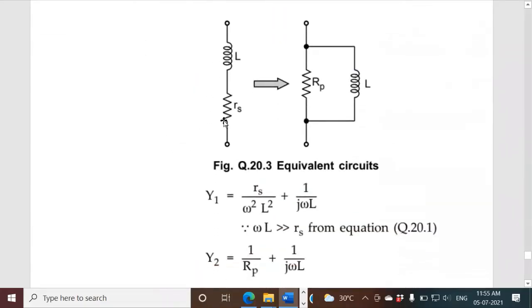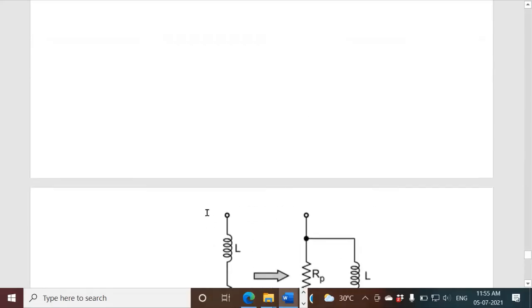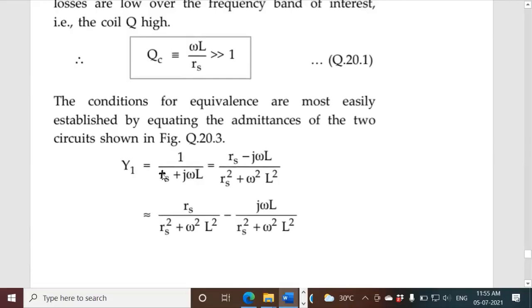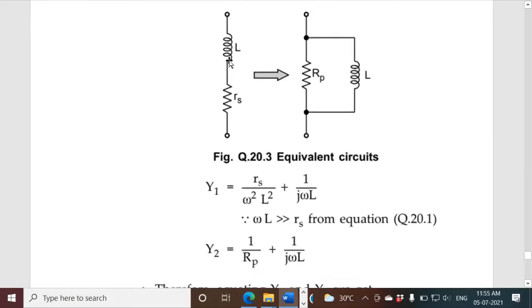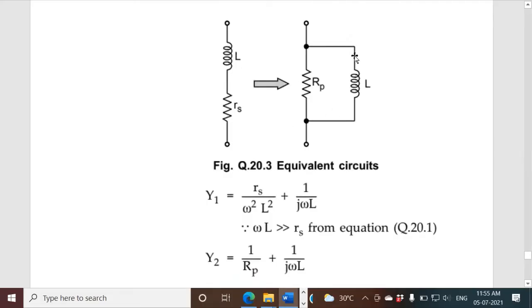So converting the series to parallel means these two are equal. This Y1 we just got is the series combination. Next we need to find the equivalent of the parallel circuit, equate Y1 and Y2, and then we will know whether we can convert or not. If we convert, what will be the value of Rp? That is what we will do next.